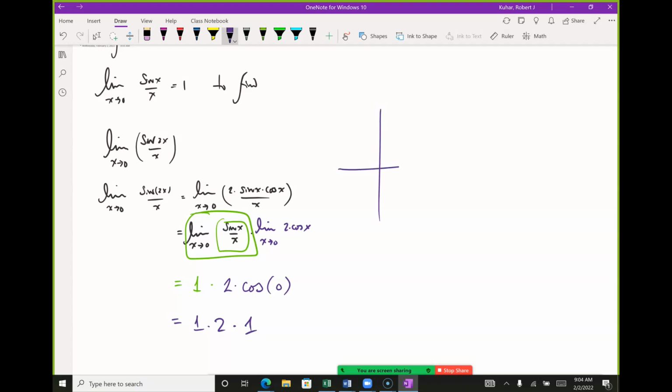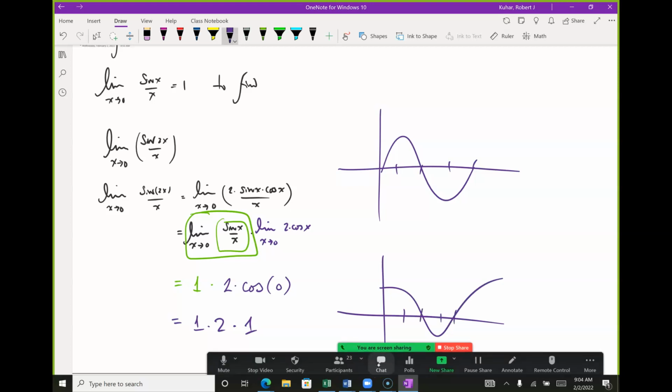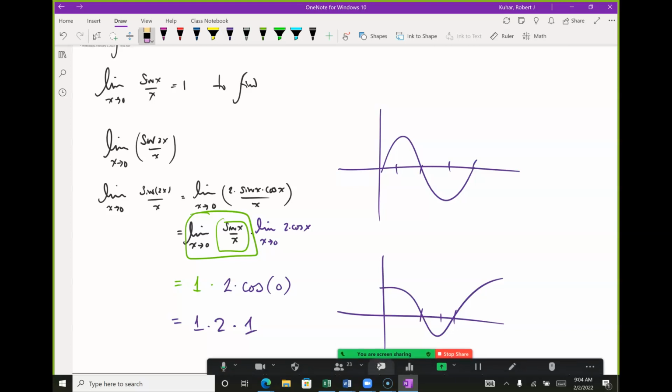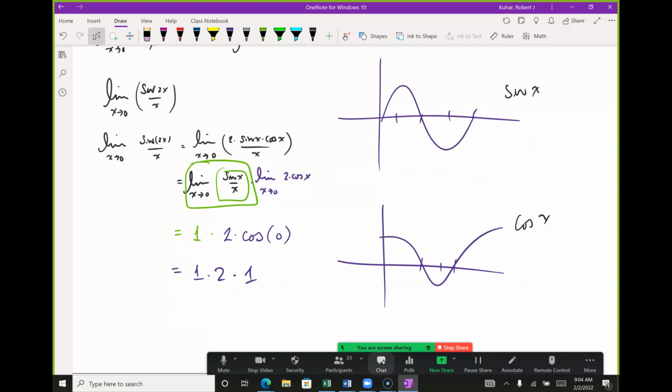By the way, I really want you to be able to draw me a quick picture of sine and cosine all the time. Sine of 0 is 0, and cos of 0 is 1. And so what do I get as my answer? 2. So the limit as x goes to 0 of sine of 2x over x equals 2.